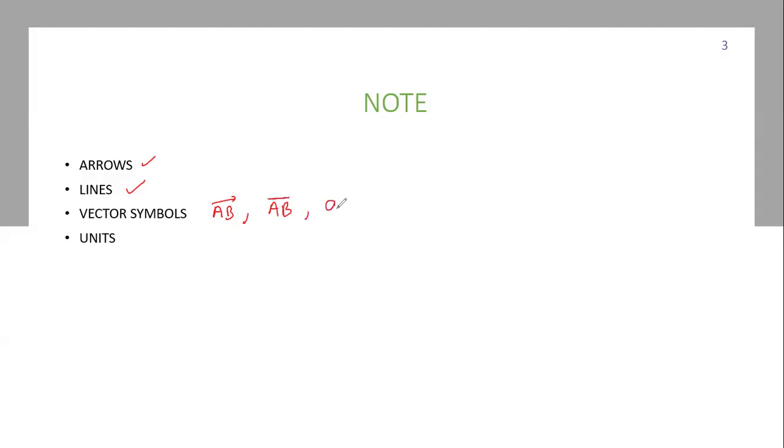Sometimes when you are working with a lowercase, they can write it like that with the under accent, or they can write B with under accent. And sometimes they can just bold it. So all those ways, they can write them to represent the vectors.